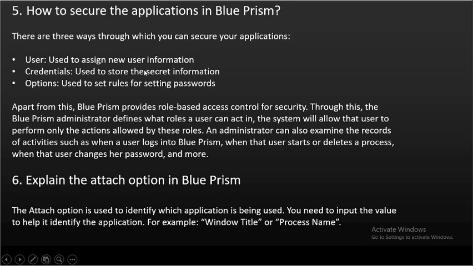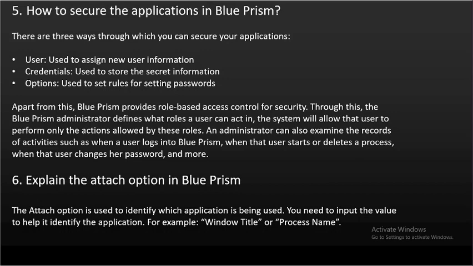To assign new user information and credentials, we have to store the secret information, and we also have the option to set rules for passwords. Apart from this, Blue Prism also provides role-based access control for security. Through this, the Blue Prism administrator defines what roles a user can act in. The system will allow users to perform only those particular actions allowed by those roles. An administrator can also examine the records of activities, such as when a user logs into Blue Prism, when the user starts or deletes any process, and also when that user changes their password and more.